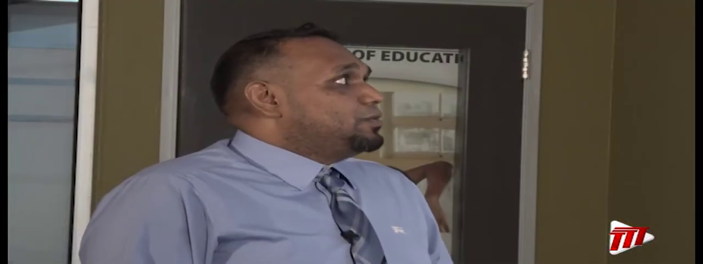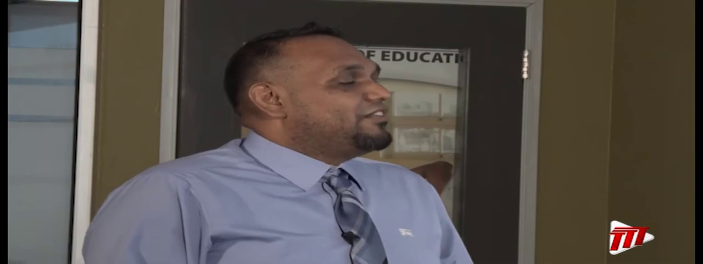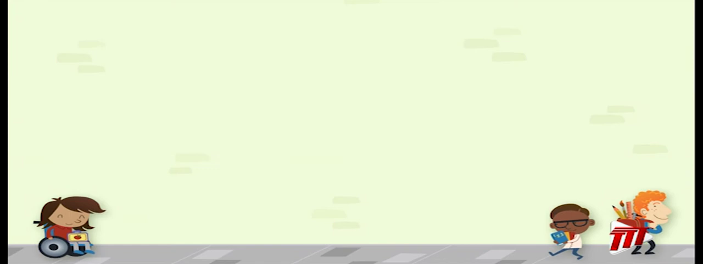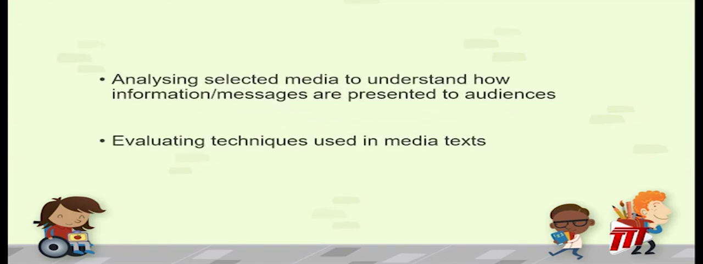In today's lesson, we are going to look at identifying overt messages in selected media text based on elements of design, identifying implied messages in selected media text based on elements of design, explaining the purpose of selected media text, analyzing selected media text to understand how information or messages are presented to audiences, and finally, we will look at evaluating techniques used in media text.